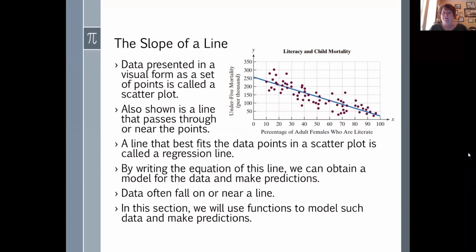Also shown is a line that passes through or near the points. A line that best fits the data points in a scatter plot is called a regression line. So the line we've drawn there in blue is the regression line. By writing the equation of this line, which we should be able to do, we can obtain a model for the data and make predictions. So we can predict the mortality of children under the age of 5 for points other than the ones that we've gathered. Data often fall on or near a line. In this section, we will use functions to model such data and make predictions.